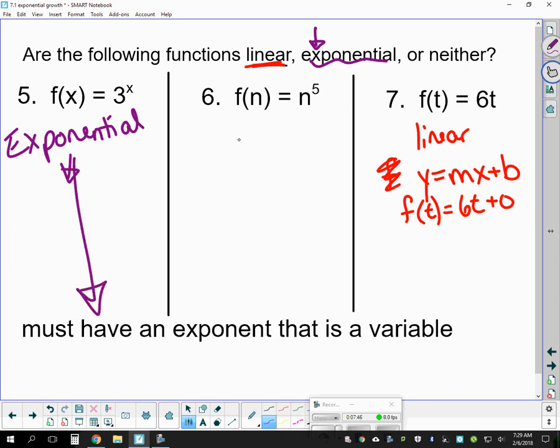There you go. This one has an exponent, which means it can't be linear, but the exponent is not a variable, which makes that neither. Okay, so those tests again. To be linear, has to be to the first power. Nothing crazy going on. We've already done that in one of the past units. To be exponential, you have to have an exponent that is a variable. And if it's anything else, then it's neither. So any exponent other than a variable.